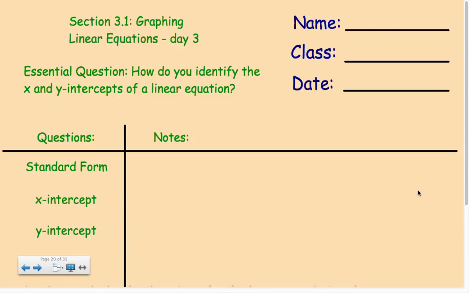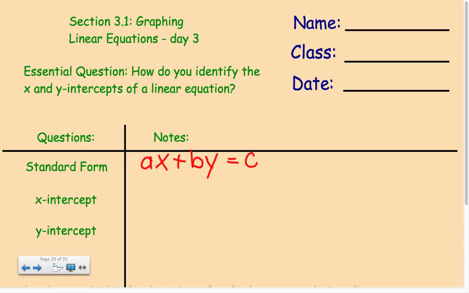How do you identify the x and y intercepts of a linear equation? Our first vocab word for this lesson is standard form. Standard form is ax plus by equals c. On the next slide, we'll get into more about what those represent. So I'm just going to write down that equation for now.